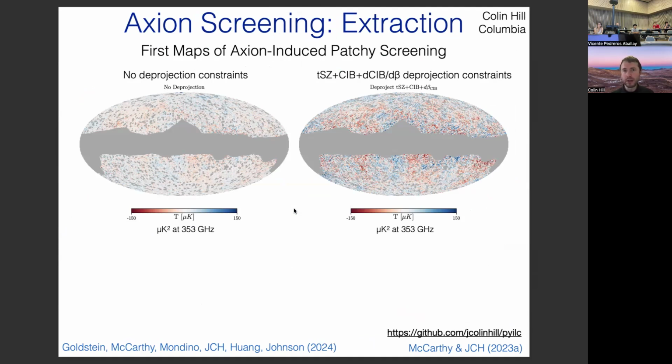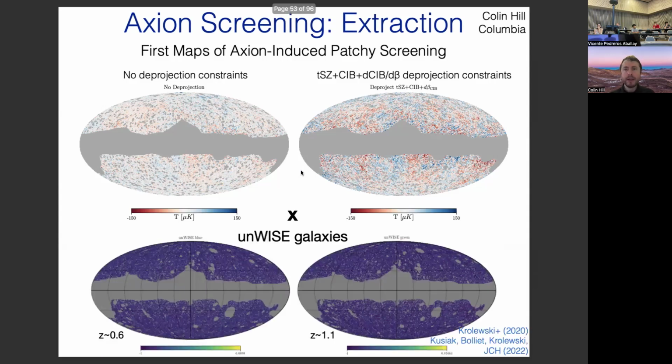If we had perfect frequency coverage, we could get rid of all the foregrounds, but we only have a few frequencies. So there's some foregrounds that leak in. These maps show different ways of treating the foregrounds that could leak into the map. But what you should really think of is that these maps are just noise dominated maps. We looked at the auto power spectrum of these maps to look for a signal. It's consistent just with noise and some residual foregrounds.